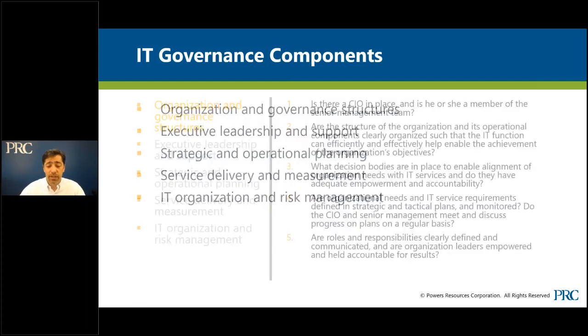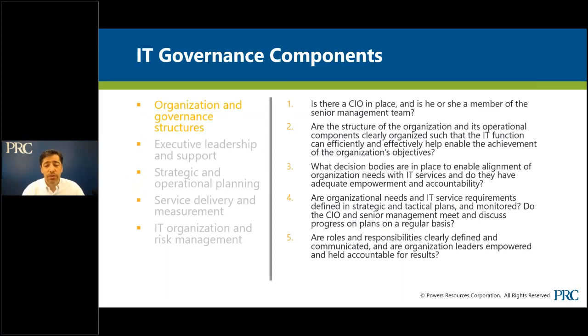And we're going to talk about each one of these in detail, starting with organization and governance structures. I'm reading here. We ask ourselves questions as auditors when we're assessing the IT governance. Is there a CIO, a Chief Information Officer, in place? And is he or she a member of the senior management team? Is the structure of the organization's operational components clearly organized such that the IT function can efficiently and effectively help enable the achievement of the organization's objectives? What decision bodies are in place to enable alignment of organization needs with IT services, and do they have adequate empowerment and accountability?